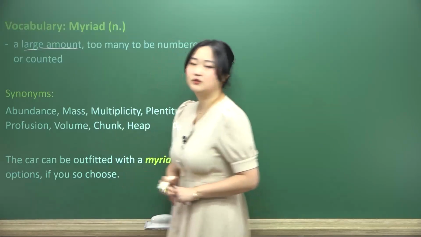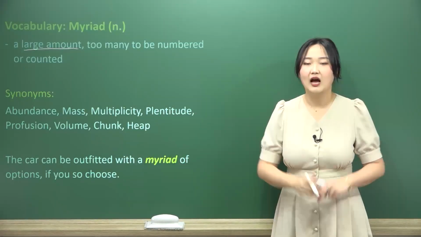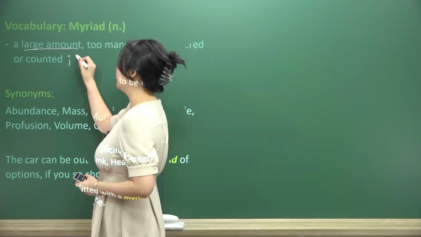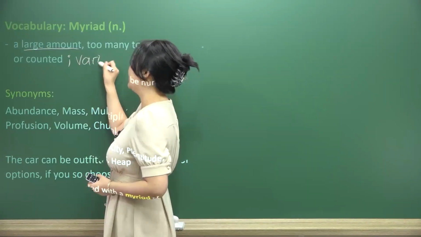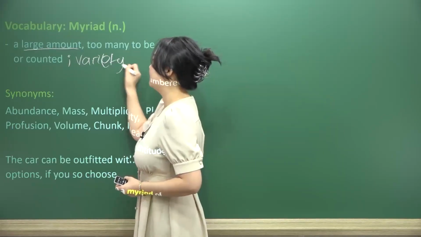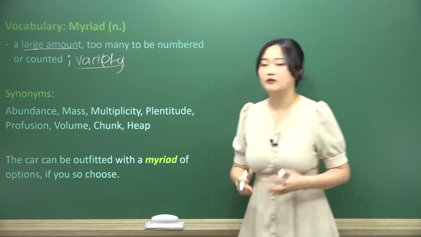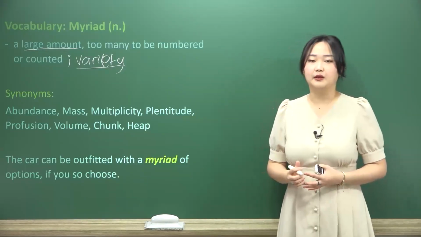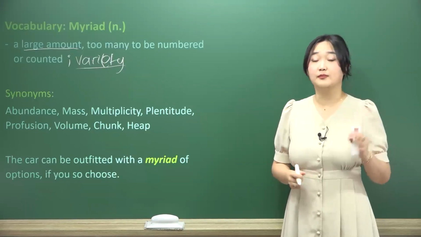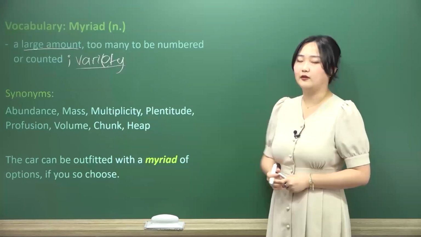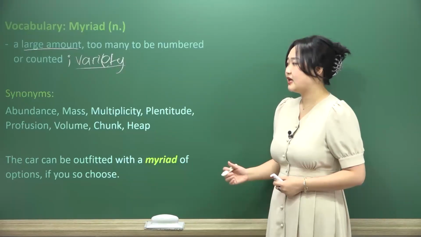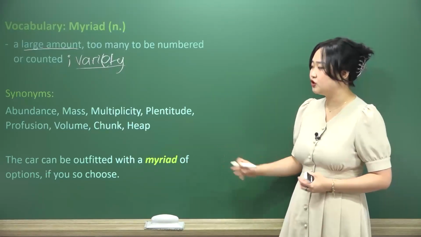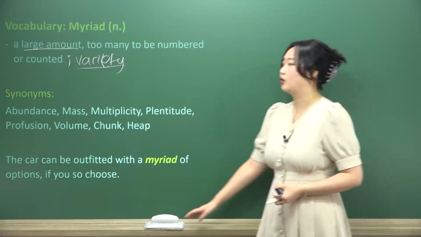We're talking about to the point where we have no idea how much there is. Additionally, we can also say that a myriad can be considered a variety, okay? If we're talking about this idea of myriad, we can also call it a variety. Let's say a mixed bag, it can be more eclectic, so it can be something of everything, but a myriad can also be this. Synonyms can be abundance, mass, multiplicity, plenitude, profusion, volume, chunk, or heap.